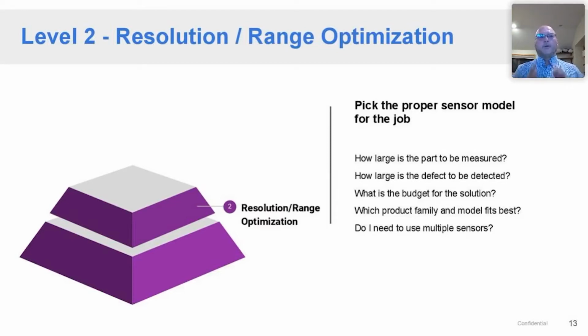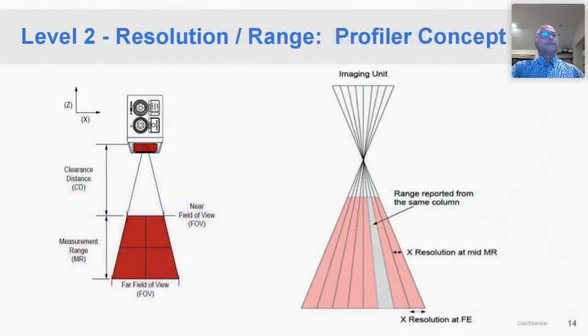Typically, you've got a part that is so big, so you need a certain field of view, and then you've got defects which are so big, so you need a certain resolution in order to detect those defects. How do you achieve those? What are the trade-offs involved? I'm going to have to try to pick up the speed here.